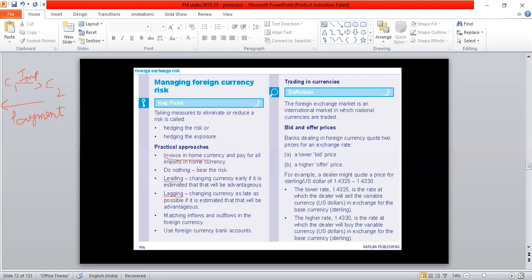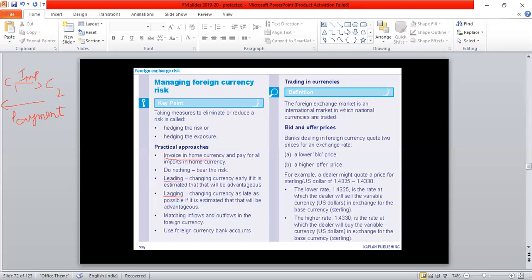Leading and lagging. Then matching inflows and outflows in foreign currency. The matching concept here is that they ensure that as on the date when they have to make the payment, they also get some cash flow because current assets get converted into cash. So they ensure that certain currencies are available to them. If on a date a current liability has to be paid, they ensure that a current asset gets converted into cash on that date, so that this cash will be used to make the payment to the current liability. So that is the matching concept.